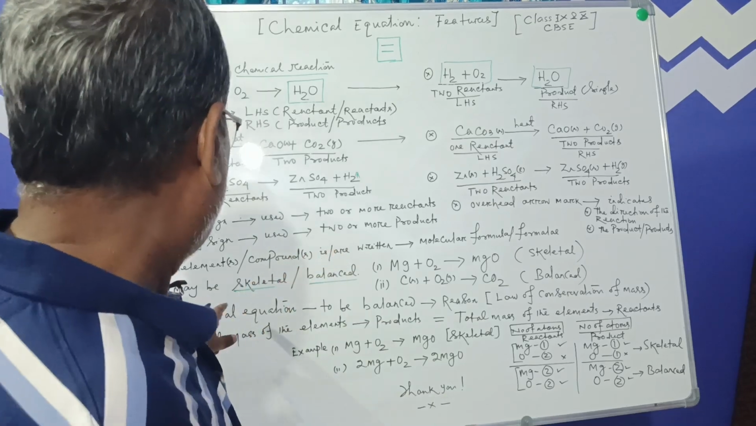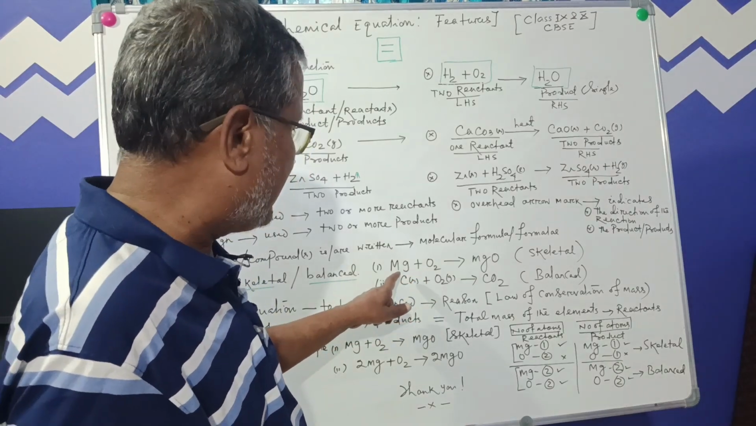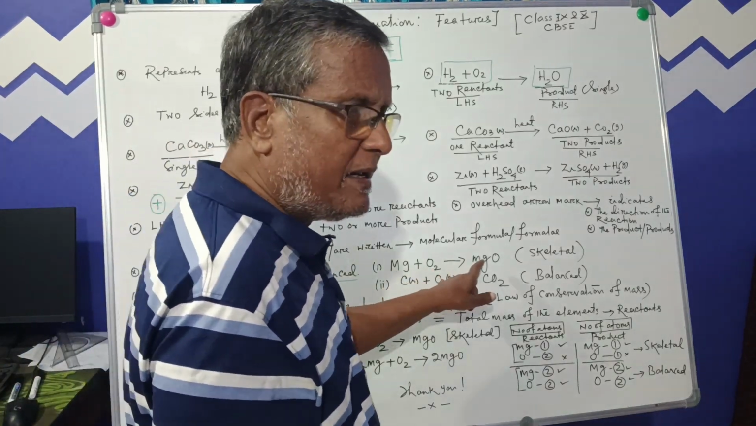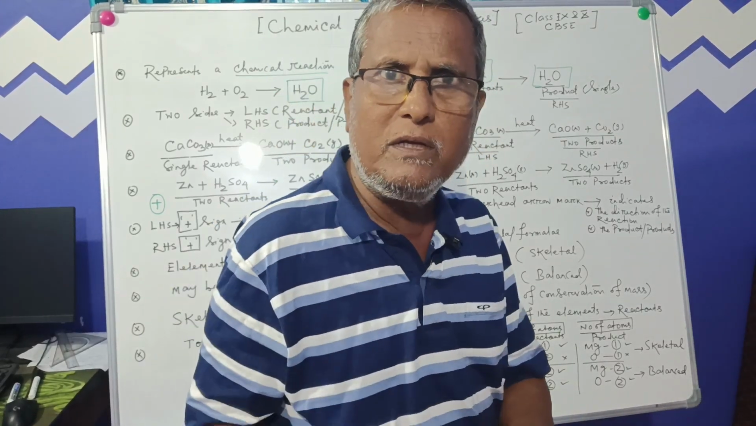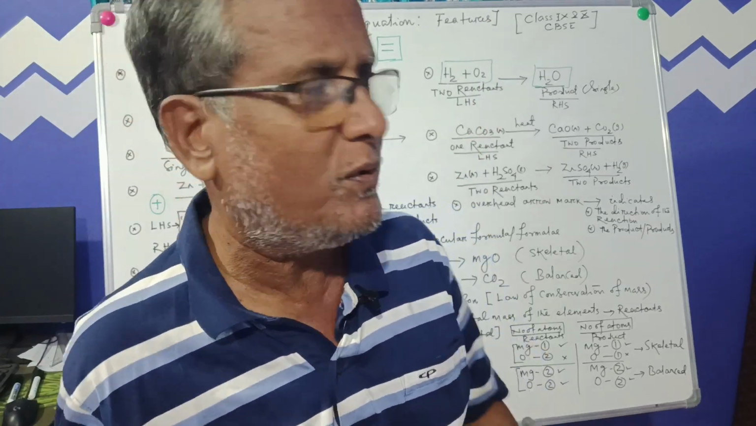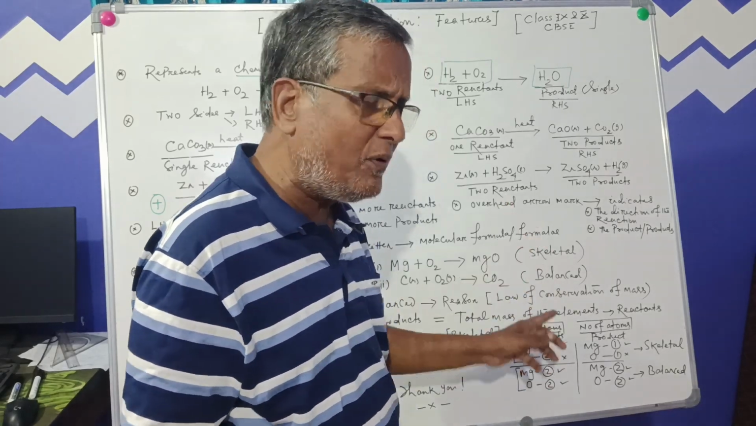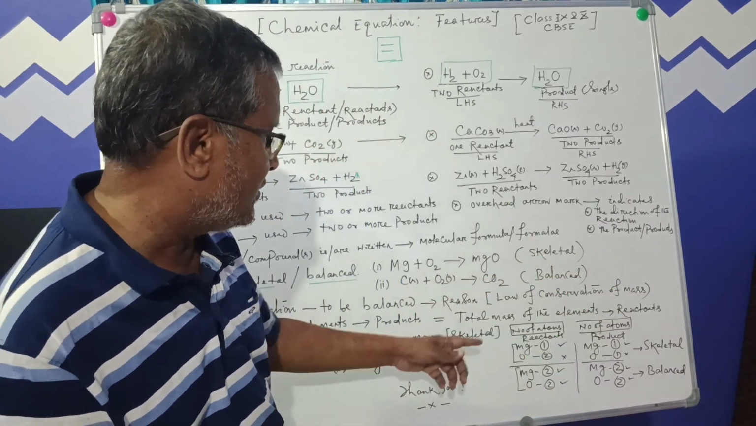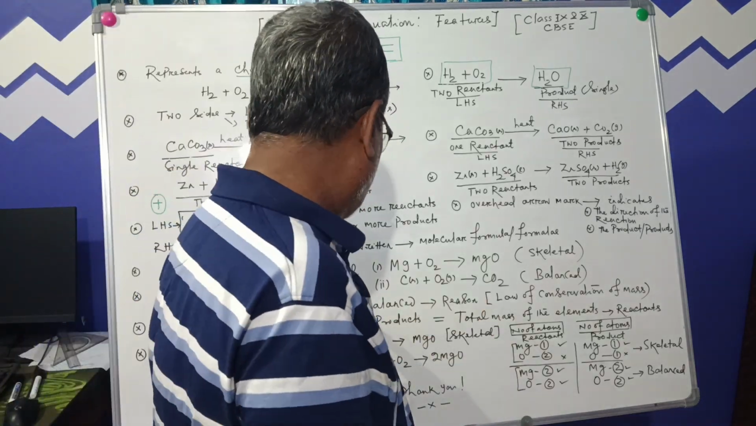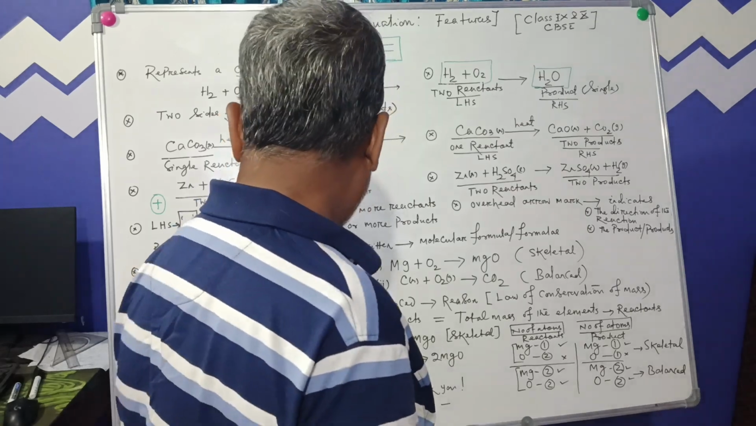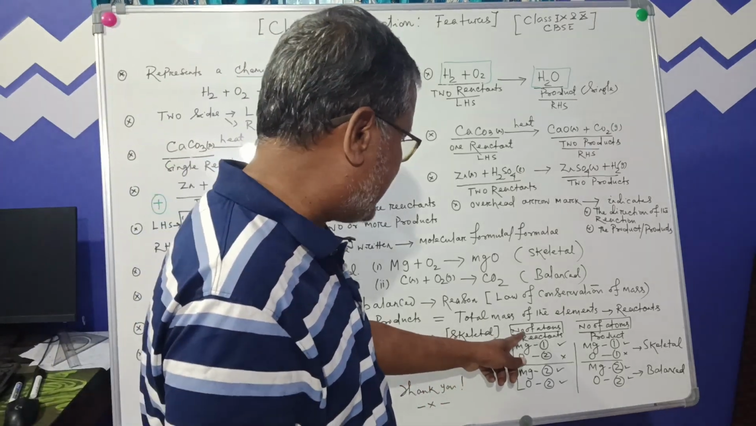Skeletal, you see. Magnesium reacts with oxygen, and a compound is formed that is called magnesium oxide. This reaction is given in your textbook. Magnesium oxide, and this is an example of a skeletal reaction. Why? The logic is given here. A skeletal equation is to be balanced. Why is it a skeletal equation? You see that we have explained here.